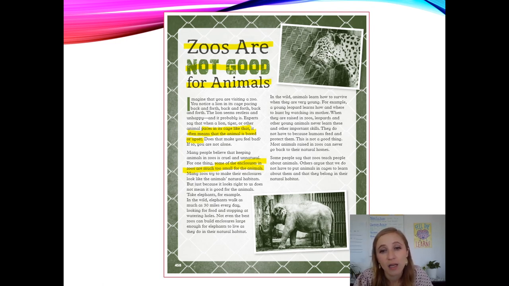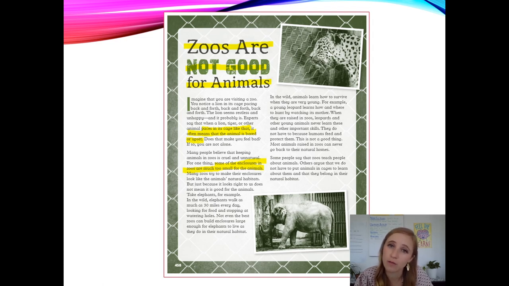In the wild, animals learn how to survive when they are very young. For example, a young leopard learns how and where to hunt by watching its mother. When they are raised in zoos, leopards and other young animals never learn these or other important skills. They do not have to because humans feed and protect them. This is not a good thing. Most animals raised in zoos can never go back to their natural homes.